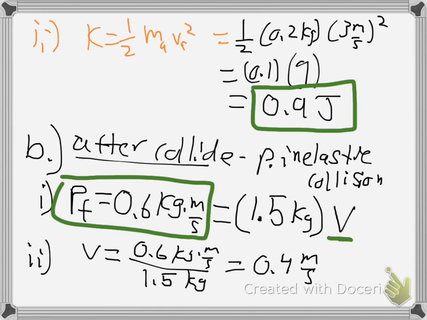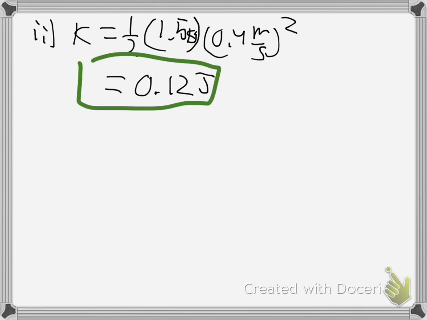Alright, so what we can see here is that momentum is conserved, kinetic energy is not. Kinetic energy went from 0.9 to 0.12. So that remaining energy is mostly going to be thermal energy, if you remember. It doesn't ask this, but from a conceptual standpoint, the rest of that mostly goes to thermal energy.